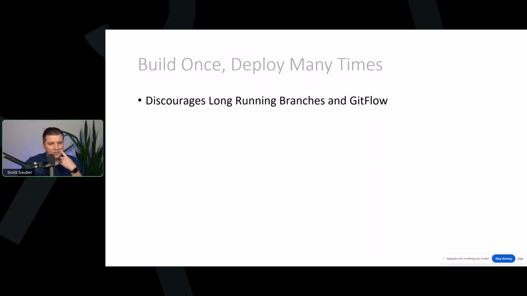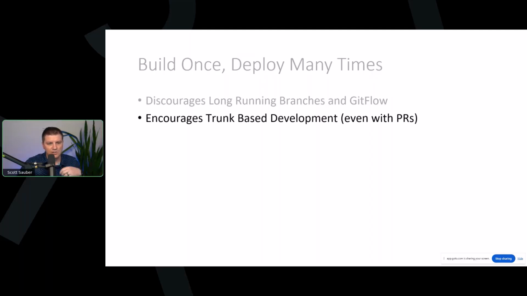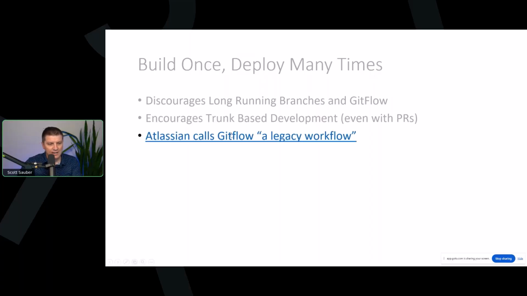If you have these long-running environment branches, you can run into situations where what's in dev and test are so different because they have different commits and things, that it doesn't actually give you a ton of confidence that things actually work. So this encourages trunk-based development or GitHub flow. And actually Atlassian calls Git flow a legacy workflow.